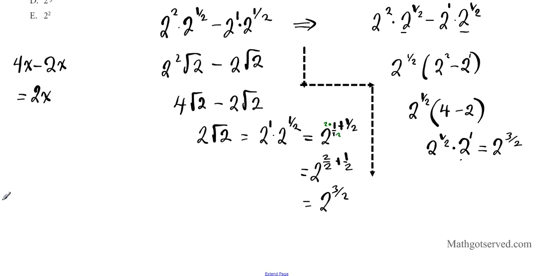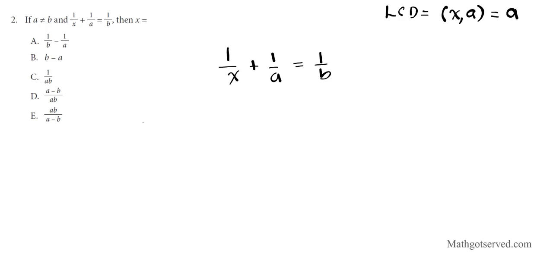All right, now let's move on to question number 2. We're asked to solve this rational equation for x. So we have 1 over x plus 1 over a equals 1 over b. All right, so first thing we have to do, let's combine the left side here into one fraction. So to do that, we need to find the LCD. What is the LCD of x and a? The LCD of x and a is ax, right? X goes here a times, a goes here x times, all right? So we need to make the denominator ax.